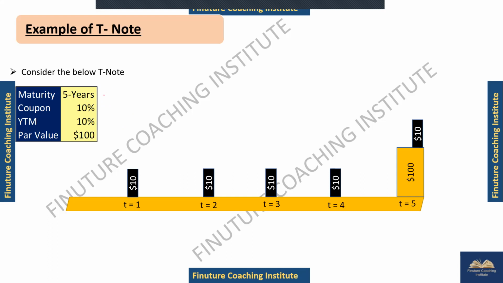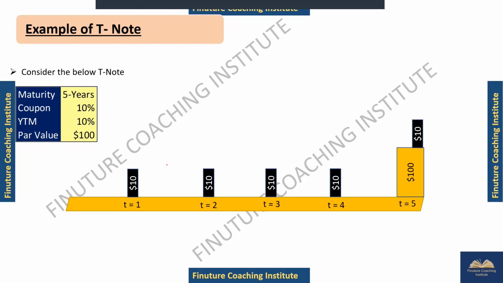So assume there is one T note with a maturity of 5 years and a coupon of 10%. For the sake of understanding, I have considered this to be an annual coupon. Otherwise, in practice, T notes have a semi-annual coupon. And just for our understanding, consider YTM also to be 10%, so that the bond is trading at par because your coupon and YTM are the same.